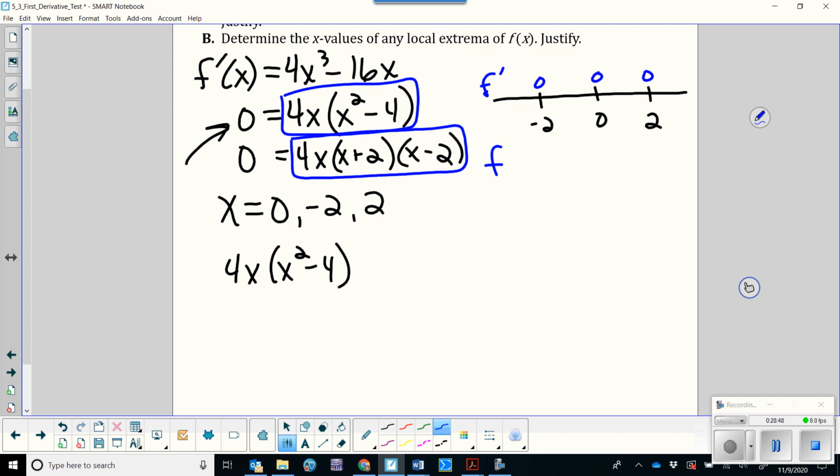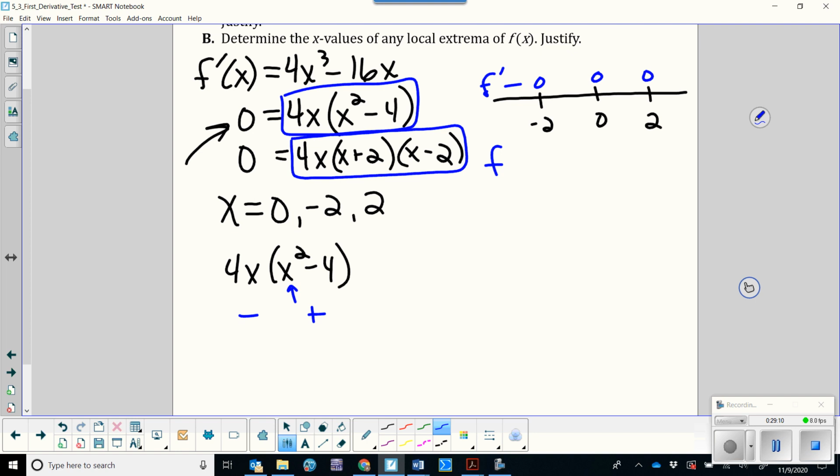If I plug -3 into 4x, I get negative. If I plug -3 into this expression for x squared, I'm going to get 9. 9 minus 4 is positive. So I have negative times positive, which means everybody over there is negative. Now continue to do that.